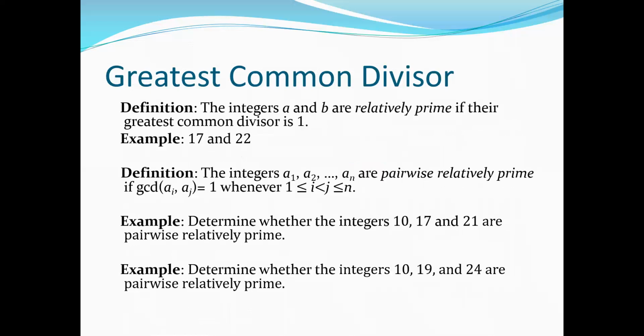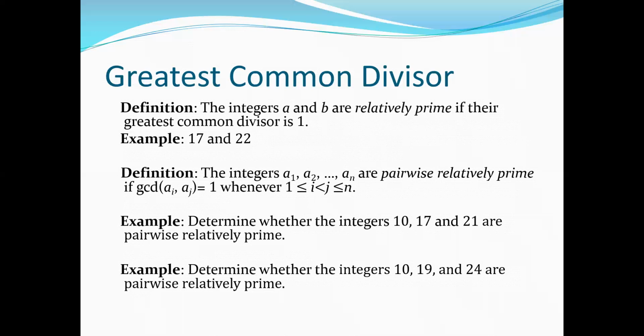So again, the integers a and b are relatively prime if their greatest common divisor is 1. Okay, relatively prime if their common divisor is 1.